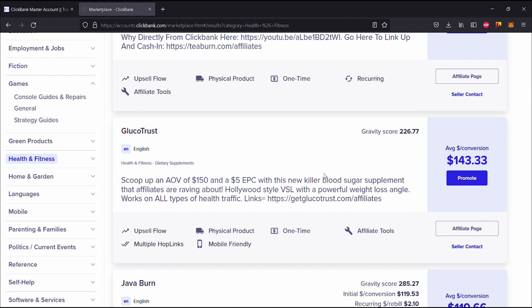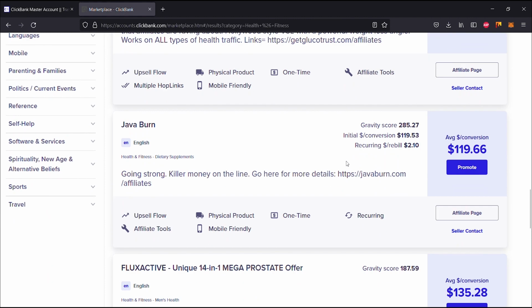And I think that's great. Up next, we're gonna see that our features are upsell flow, multiple hop links, physical product, mobile friendly, one-time affiliate tools. It's only available in English. Our gravity score is a whopping 226.77, and our average dollar conversion is $143.33. So I'm just gonna go ahead and scroll down here a bit.